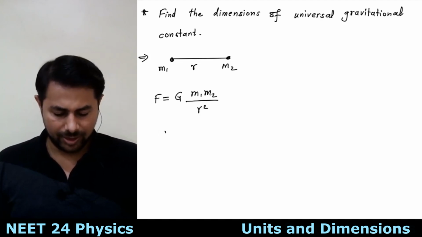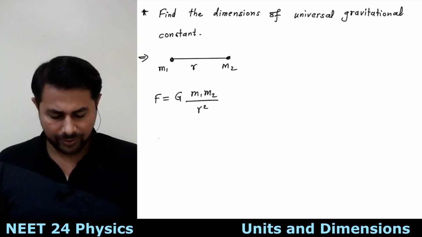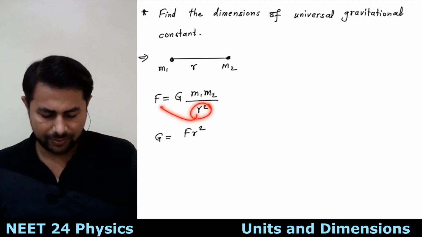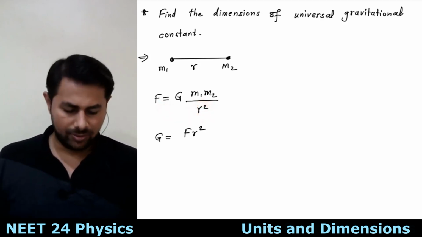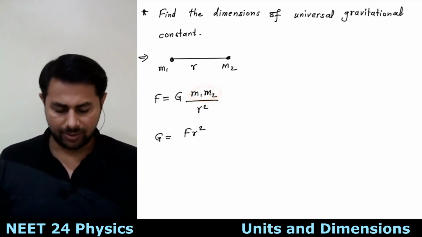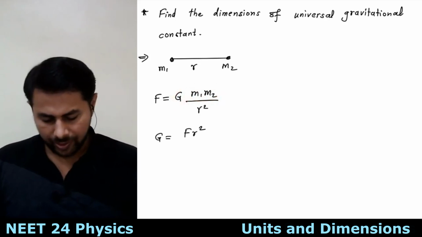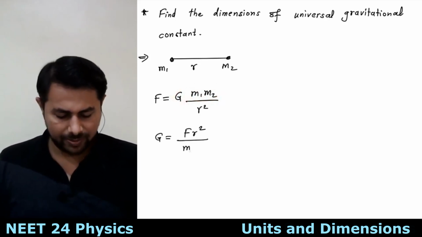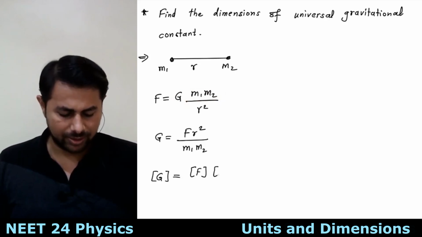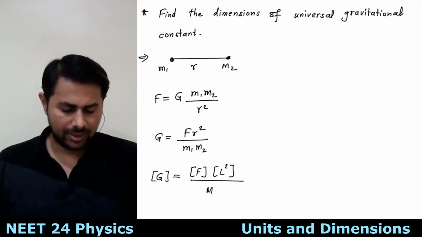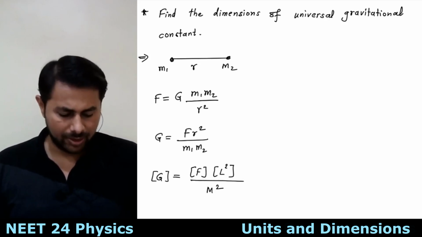Dimensions of G would be equal to what? For that we can write G is equal to F times r square, right? This r square will go on this side in numerator, m1 m2 will go in denominator because we want G only. So G is equal to F r square divided by m1 m2. So the dimensions are dimensions of force times dimensions of distance square, that is L2, divided by, this is mass times mass, means m to the power 2.